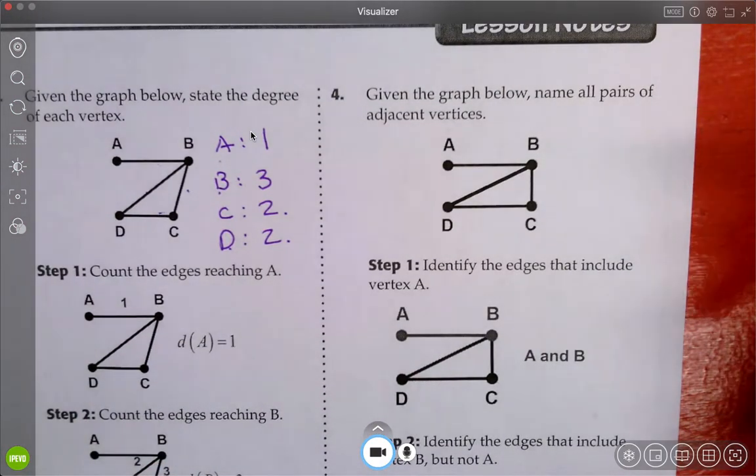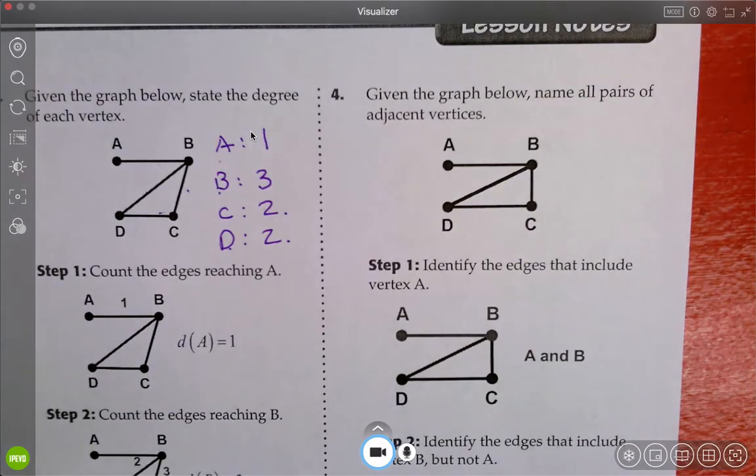Okay. Question 4. Given the graph below, name all pairs of adjacent vertices. So this is something I skipped on purpose because I didn't want to confuse you too much at first.